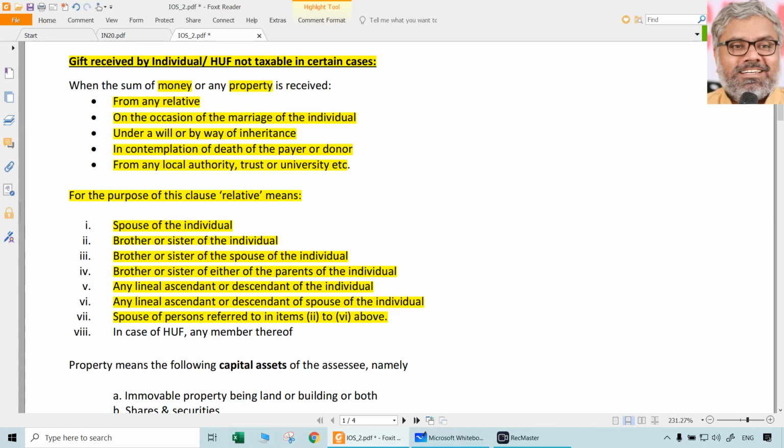This is where the major mix-up happens. So first you should remember the other five points. The spouse is very clear. Other than spouse, just five points you have to remember: brother or sister of the individual, brother or sister of the spouse of the individual, brother or sister of either of the parents of the individual, lineal ascendant or descendant of the individual, lineal ascendant or descendant of the spouse of the individual, and the spouses of all those people mentioned in points 2 to 6. That is a very important point to apply in exam questions if such a situation is given, and it can be applied only once you know the original points.